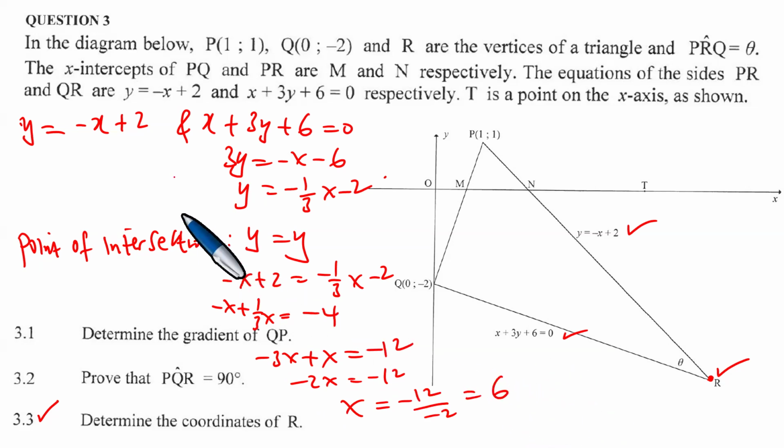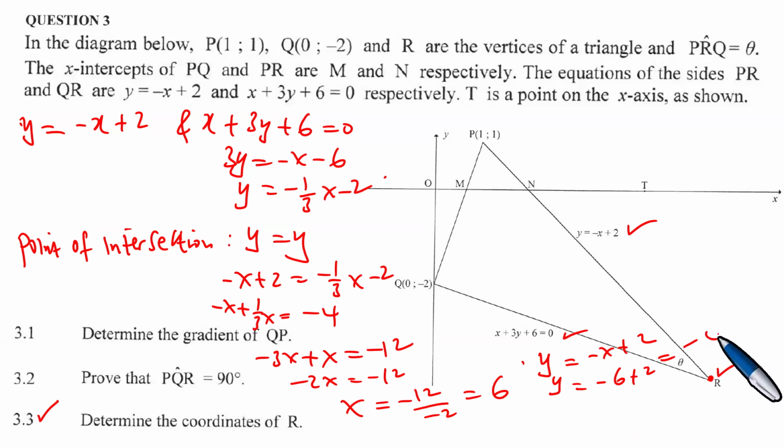Once you get that x is 6, you substitute into one of the equations to get y. So at this point, y is -x + 2, and y is -6 + 2. What is -6 + 2? It is -4. The coordinates of R: x is 6 and y is -4. So we have found the coordinates of R.